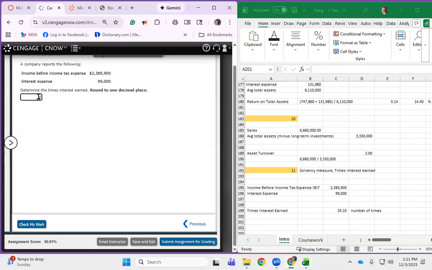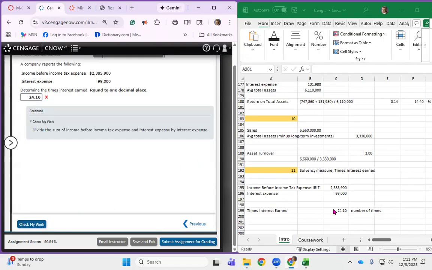So let's put that in, and then I'll make sure you know how this gets calculated. Okay, 24 point, hold on. What did I do? Maybe I keyed something in wrong. 2,385,900. Our interest expense is 900. Oh, I forgot to add. My mistake. Let's try this again. Sorry about that.